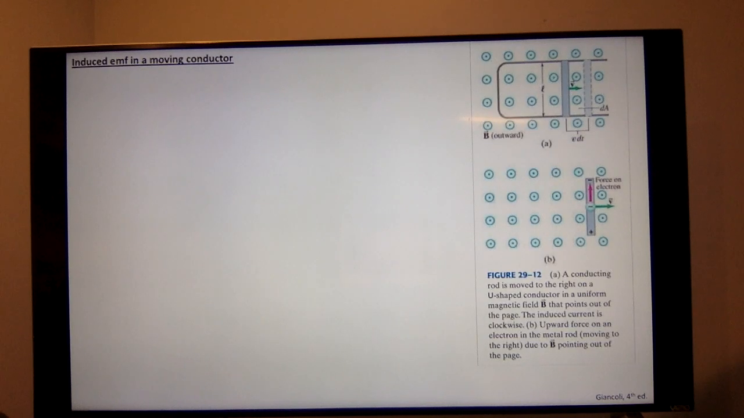Let's see. Induced EMF in a moving conductor. So I'm not going to say too much about this. I just want you to see how it's true. First of all, we could write an equation for this in case you need it. It's equal to B times V times L. And it turns out this is just the velocity of the conductor, and this is the length of the conductor.